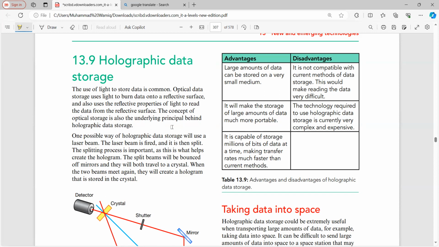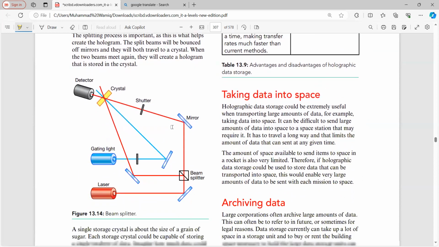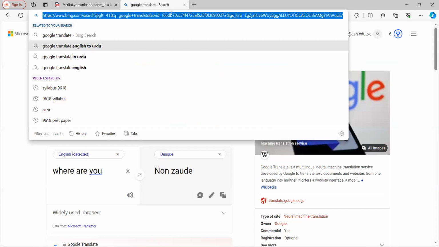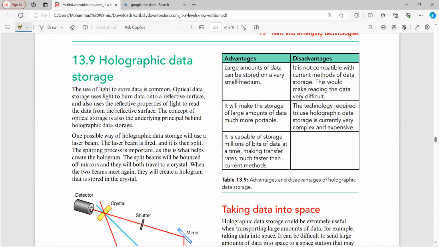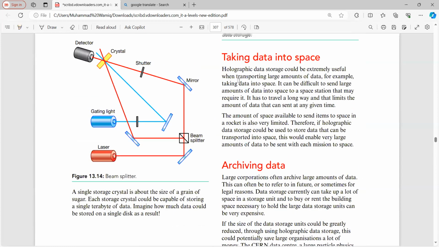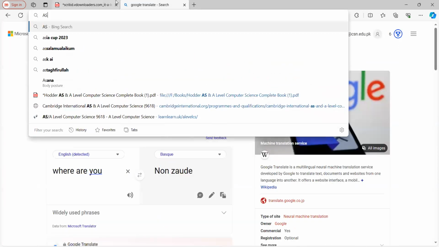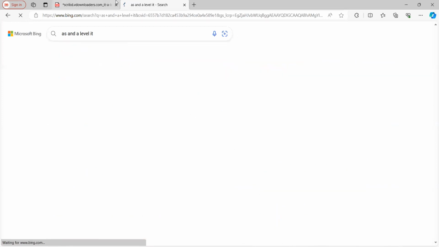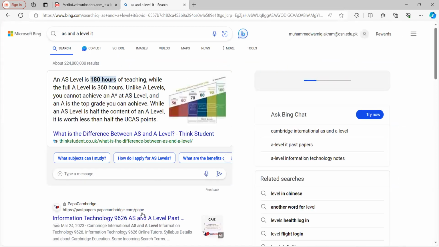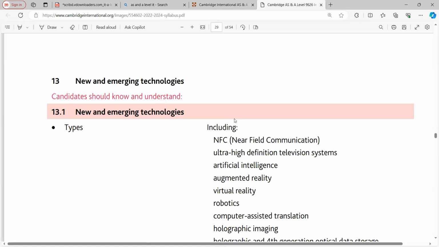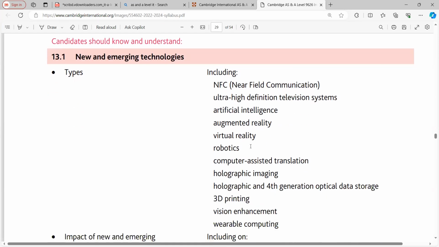Now holographic data storage is, let me check the syllabus as well. This is in new and emerging technologies.